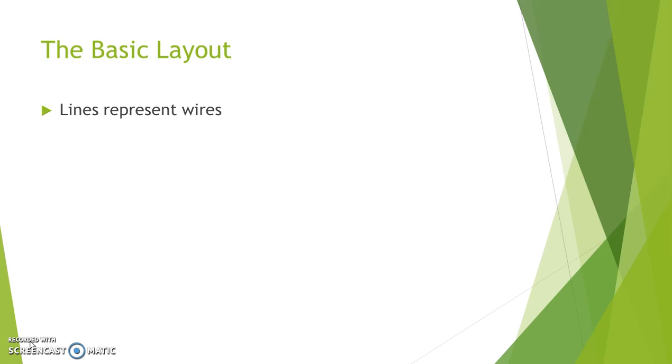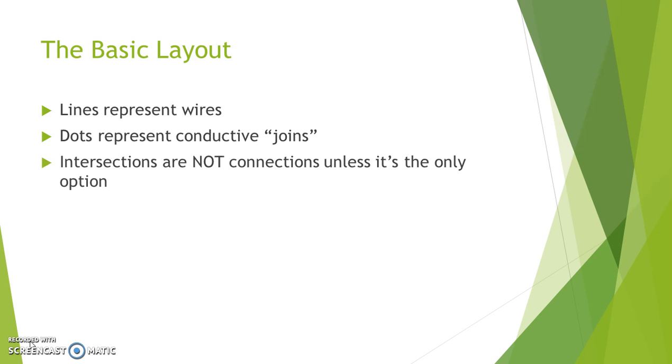Okay, well, we've talked about circuits, and we implied several things. First off, lines, they represent wires. No great shock. Dots actually represent soldering joints between two different wires. Now, intersections between lines in our pictures are not necessarily connections. The only time they're connections is when it's the only option available to the electron. So how do I illustrate this?